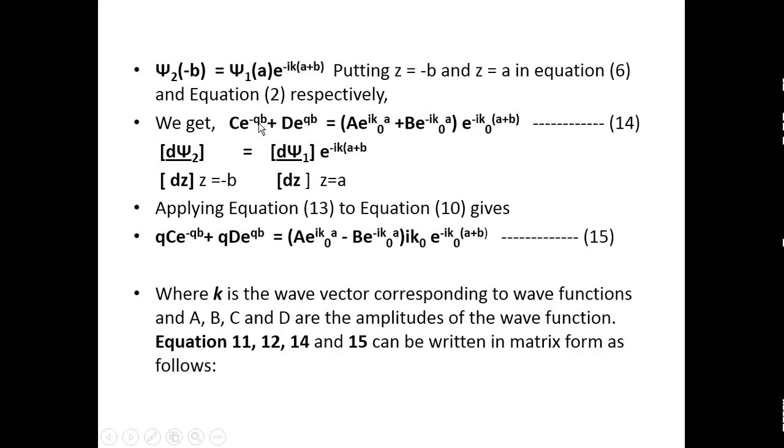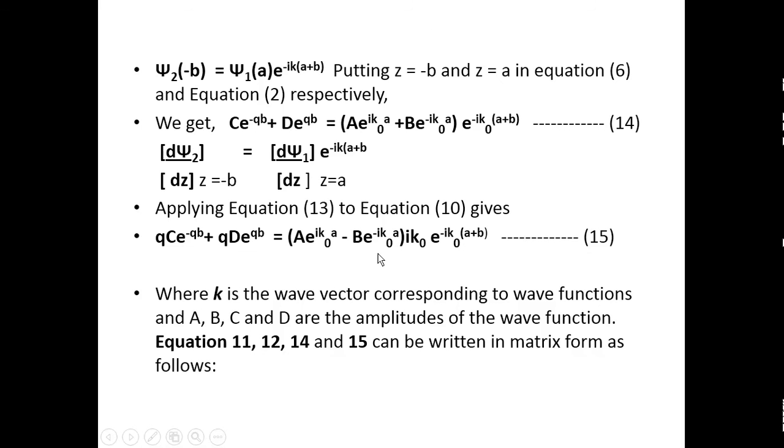That is, C e raised to minus qb plus D e raised to qb is equal to A e raised to minus ik0(a+b) times e raised to minus ik0 a times e raised to minus ik0(a+b). So these equations can be written, and that is equation number 14.